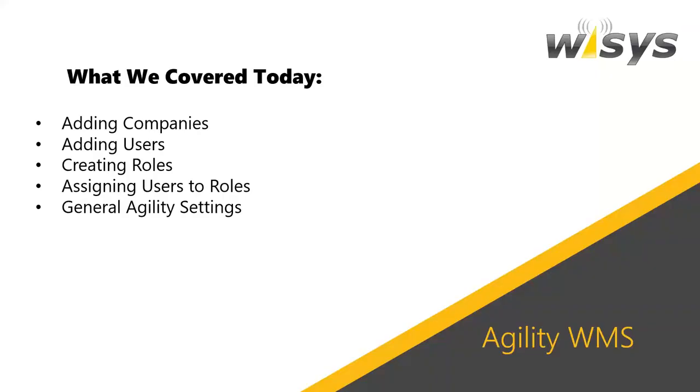Then we discussed creating roles, how you give access for certain users to different applications on the handheld and desktop, and the ability to copy from pre-existing roles there. Then we talked about assigning users to those roles. Who do we want to give access to the things in each role? And lastly, we discussed those general agility settings, which were pretty simple, talking about how to make forms single transaction, as well as the ability to turn on some additional batch and serial tracking data.